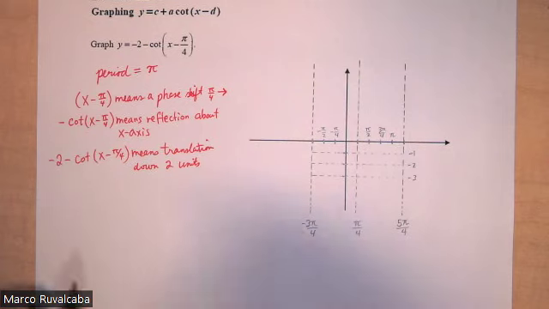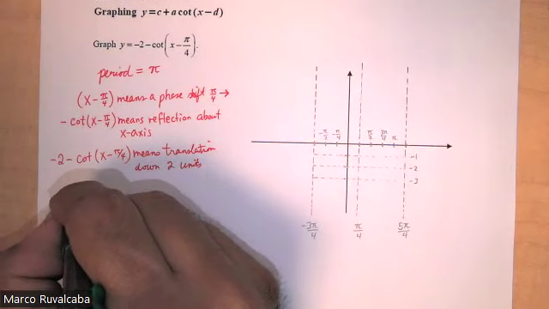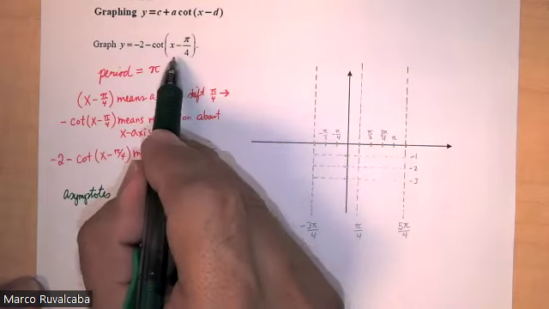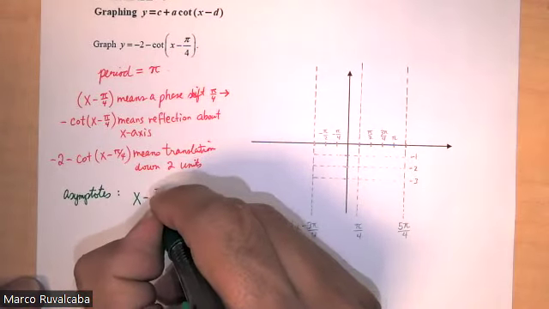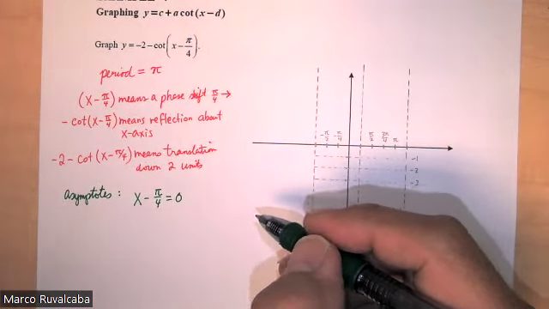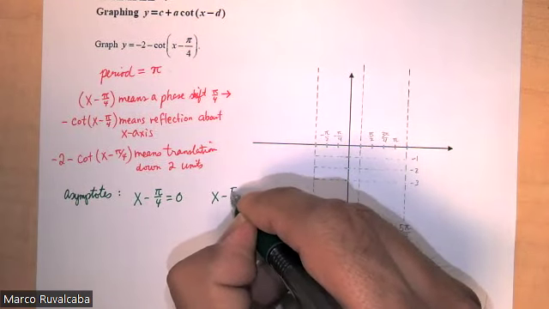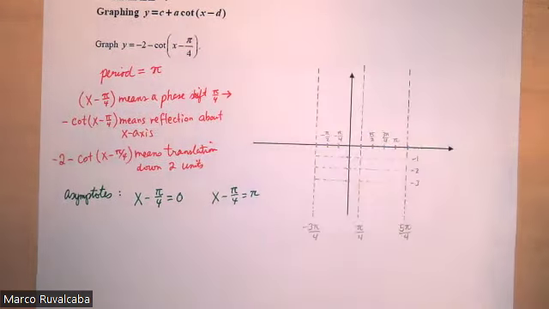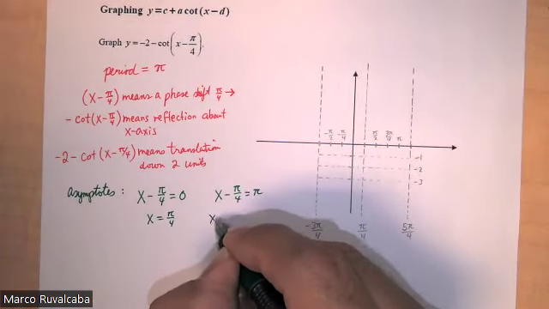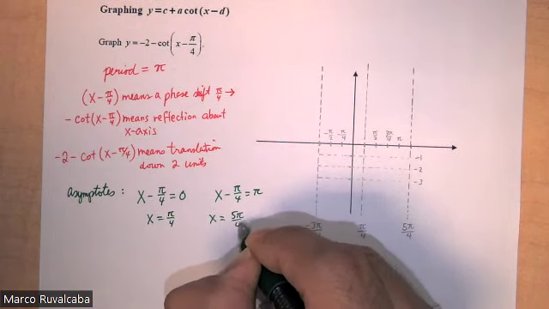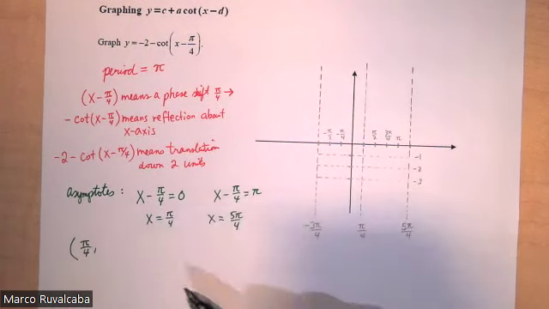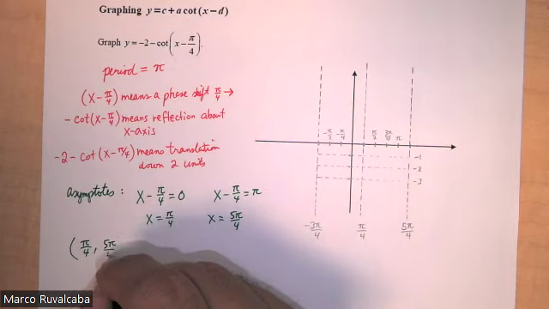All right, so let's find the asymptotes. So we let each one of those x minus pi over 4 first equal 0 and then equal pi. So if I solve for each one, this will give me pi over 4, and this will give me 5 pi over 4. So my interval in question is from pi over 4 to 5 pi over 4.